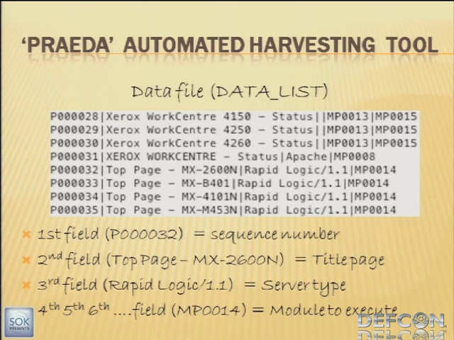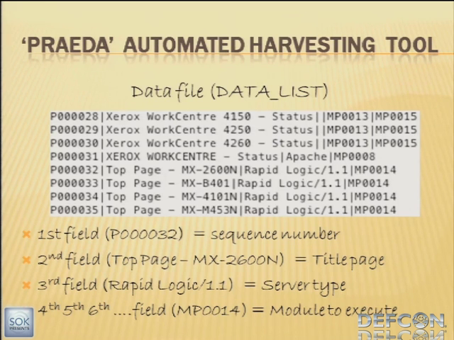The data file, this is the structure of the data file. There's 4 plus fields in the data file. The first field is nothing more than a sequence number. The second and third fields are the method we use for fingerprinting. And the way that works is the second field looks at the title page of the multifunction printer.